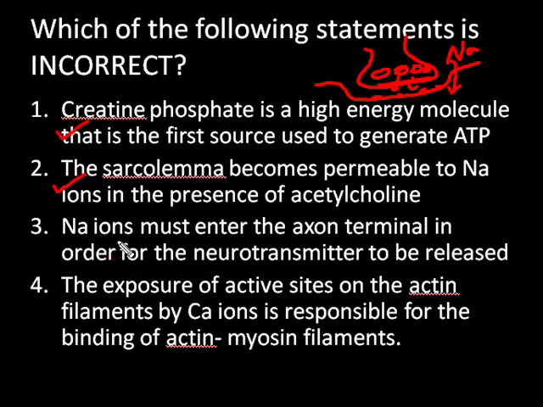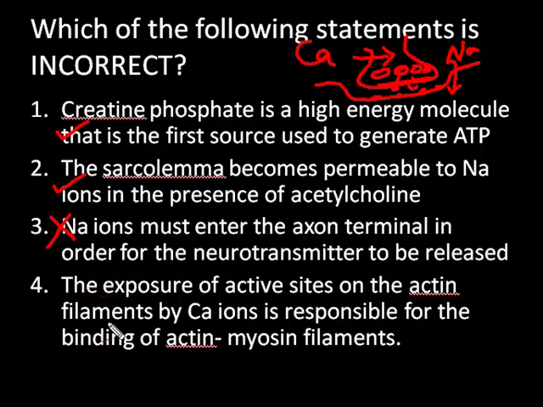The third statement, which is that sodium ions must enter the axon terminal in order for the neurotransmitter to be released. Now this is false, because it's not sodium ions which have to enter the axon terminal, but calcium ions. Calcium ions are needed to enter the axon terminal, and then they cause these synaptic vesicles to move down and then be released into the synaptic cleft. So this is the incorrect statement.